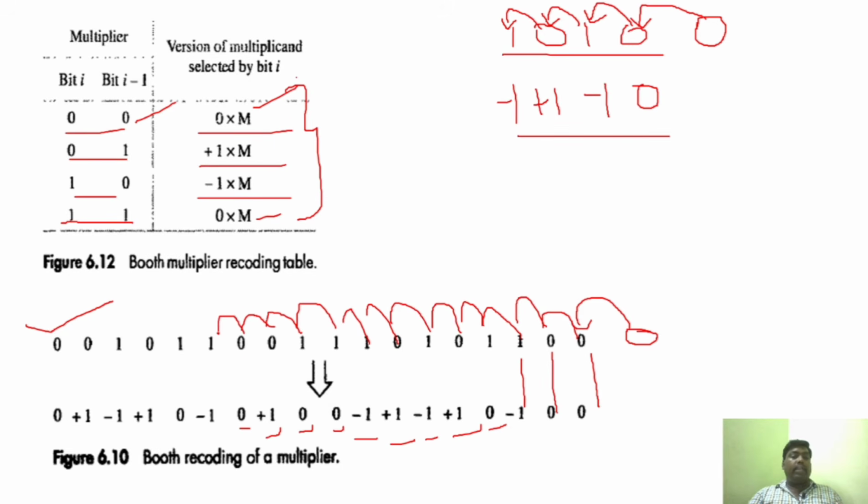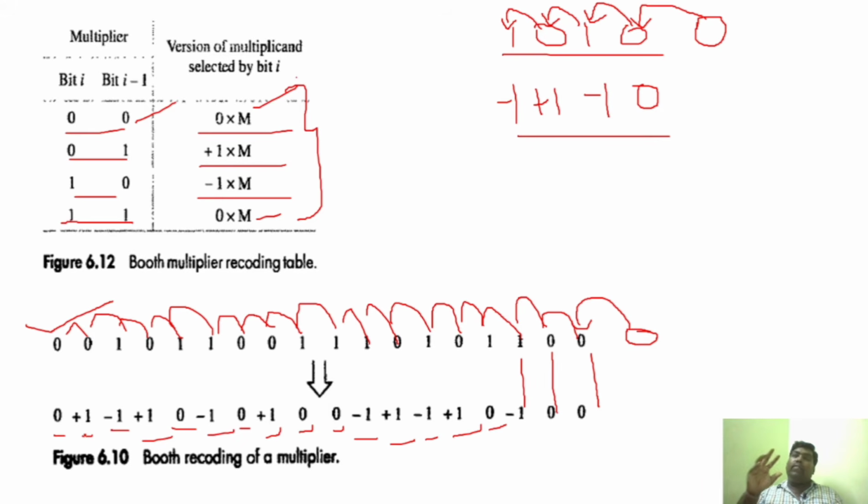And 0 to 1, right? 0 to 1, again minus 1. And 1 to 1, 0, right? And again 1 to 0, positive 1. And 0 to 1, negative 1. And 1 to 0, positive 1. 0 to 0, 0. You understand now how the multiplier is changed?